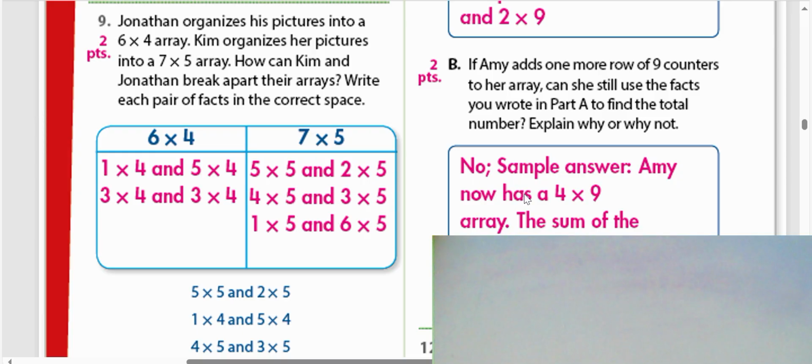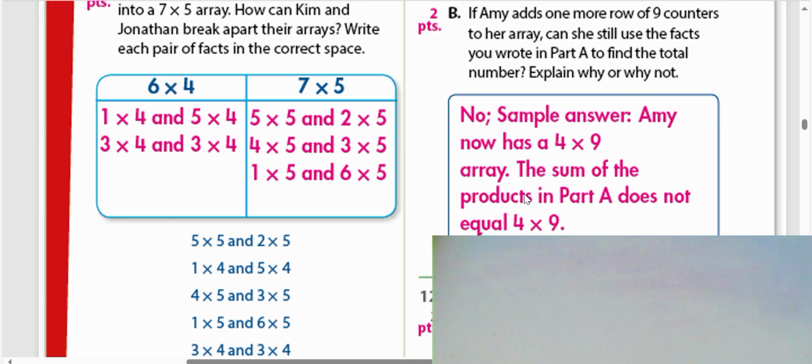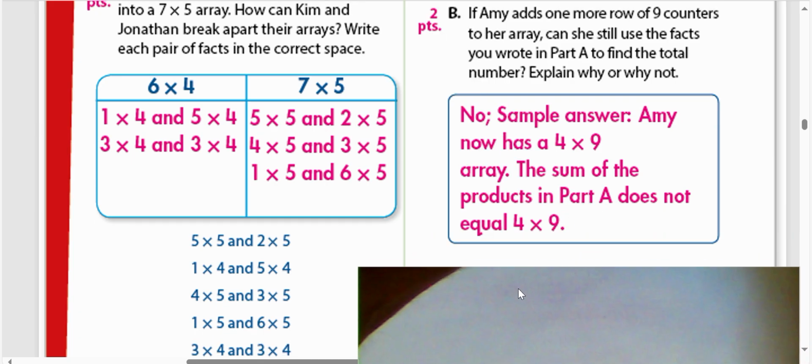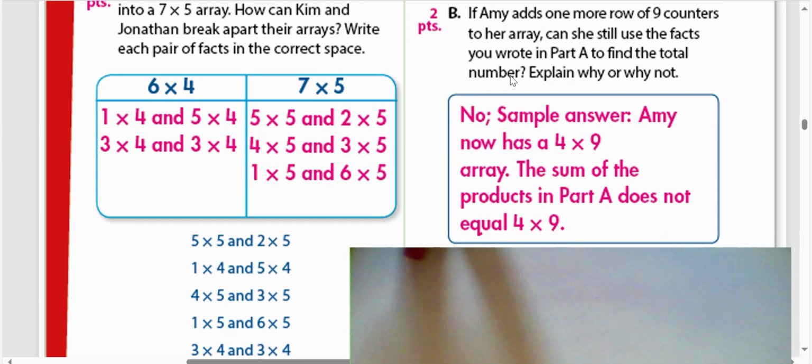Next question. If Amy adds 1 more row of 9 counters to her array, can she still use the factors you wrote in part A to find the total number?